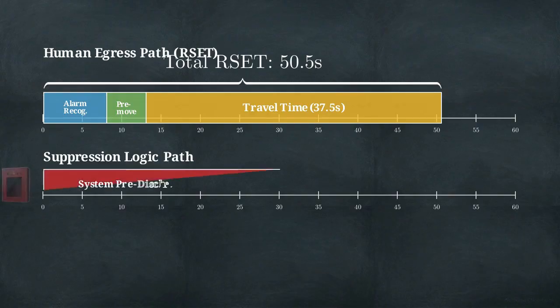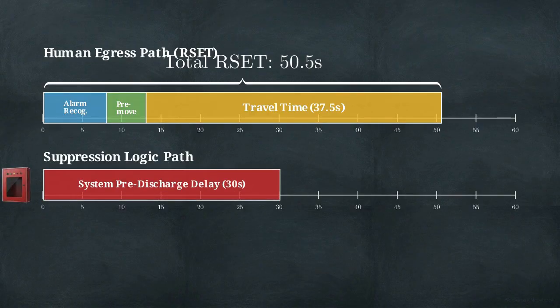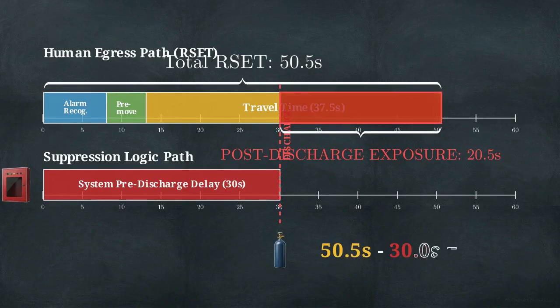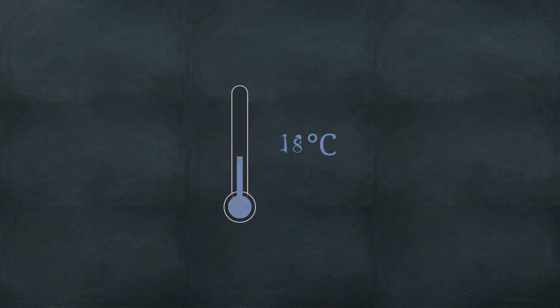By setting a standard FM-approved 30-second pre-discharge delay against a 50.5-second egress requirement, occupants remain inside the hazard zone while the system actuates. This mathematical overlap means personnel will face 20.5 seconds of post-discharge human exposure to the extinguishing agent as they complete their evacuation. Because of this exposure, we must check the peak concentrations at the maximum 32-degree room temperature.